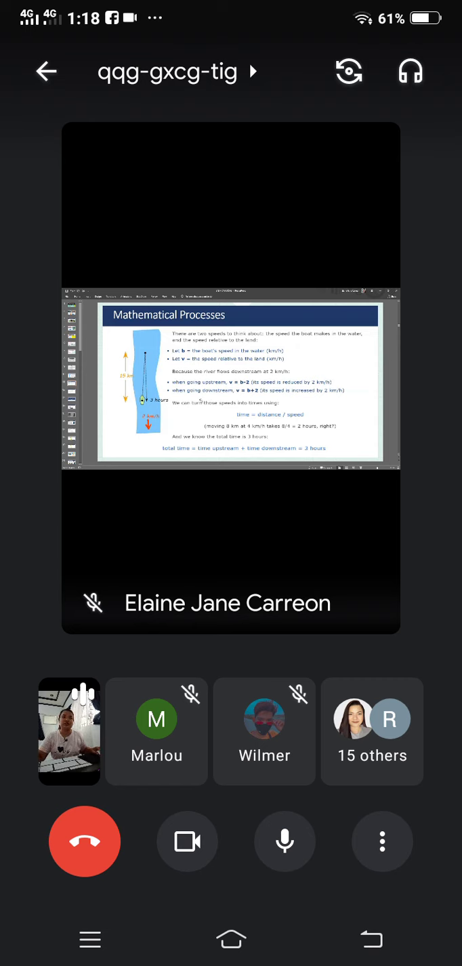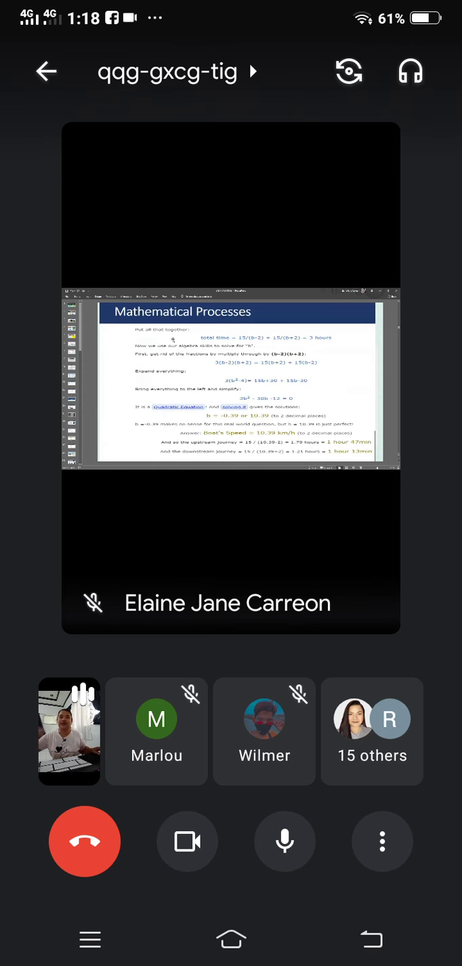Now, we can turn those speeds into times using the formula time equals distance over speed. So, familiar sa inyo yan. Moving 8 kilometers at 4 kilometers per hour takes 8 divided by 4 equals 2 hours, right? And we know the total time is 3 hours. So, total time equals time upstream plus time downstream equals 3 hours.